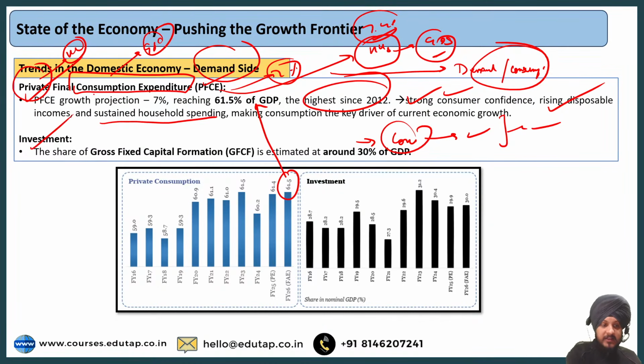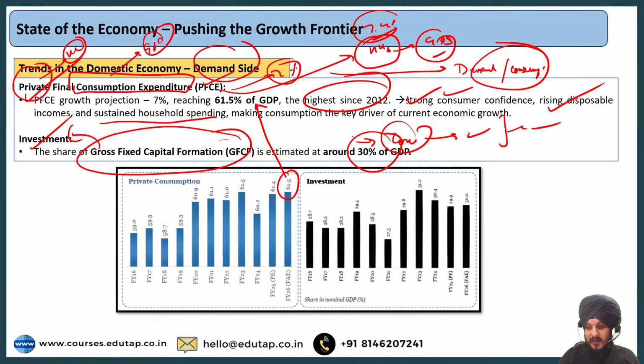The second factor is investment. Investments, of course, have also played a very important role. The gross fixed capital formation, GFCF, which is directly linked to investments, is estimated to be around 30% of the GDP. And these investments are highly important in order to build different forms of infrastructure.